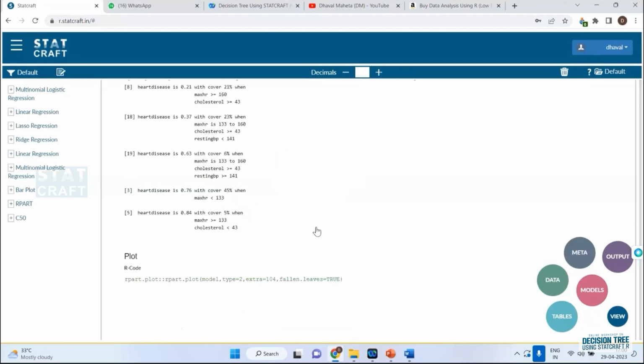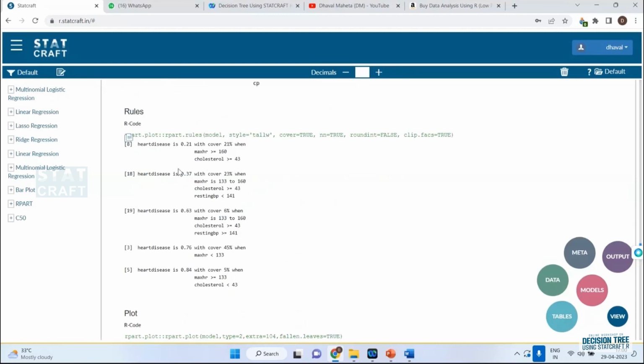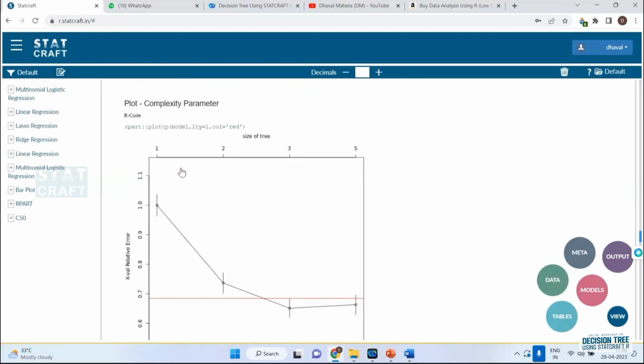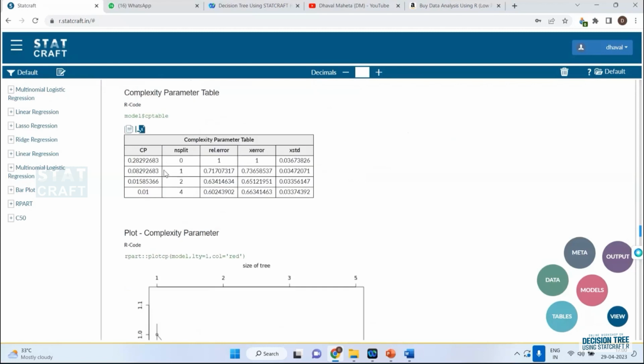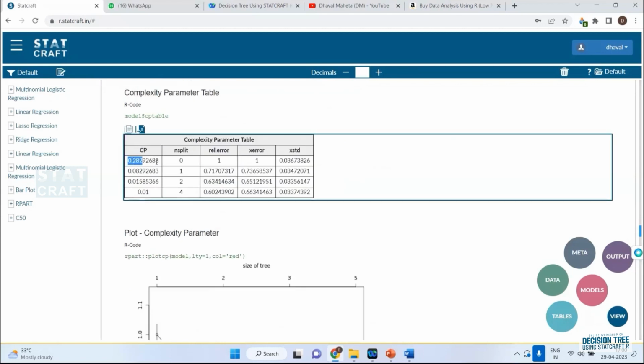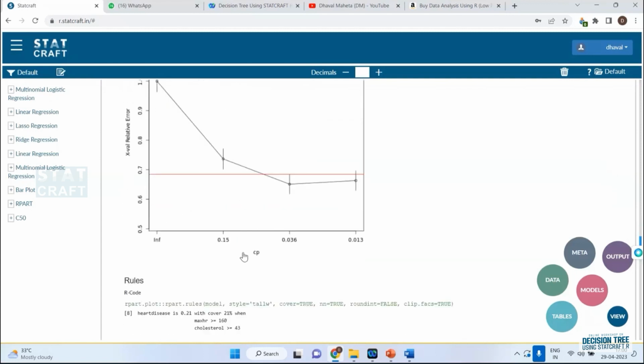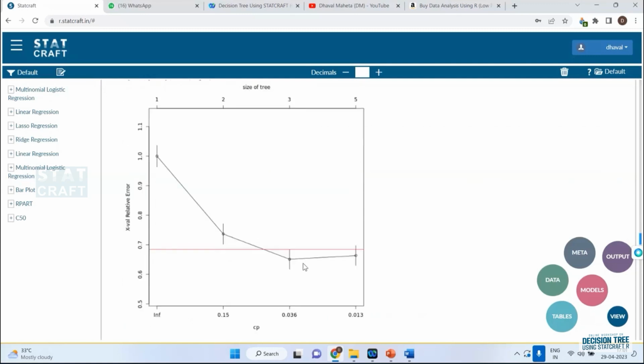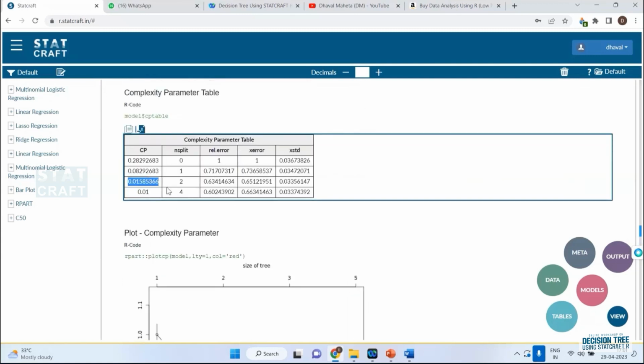Okay. Now let's see some parameters. It will give you some rules, right? You will have to see this complexity parameter. What it will do is plot a graph. First, it will go on decreasing and then it will again increase. So this is the point where your relative error is very low. Possibly 0.036 is the point where your relative error is lowest.